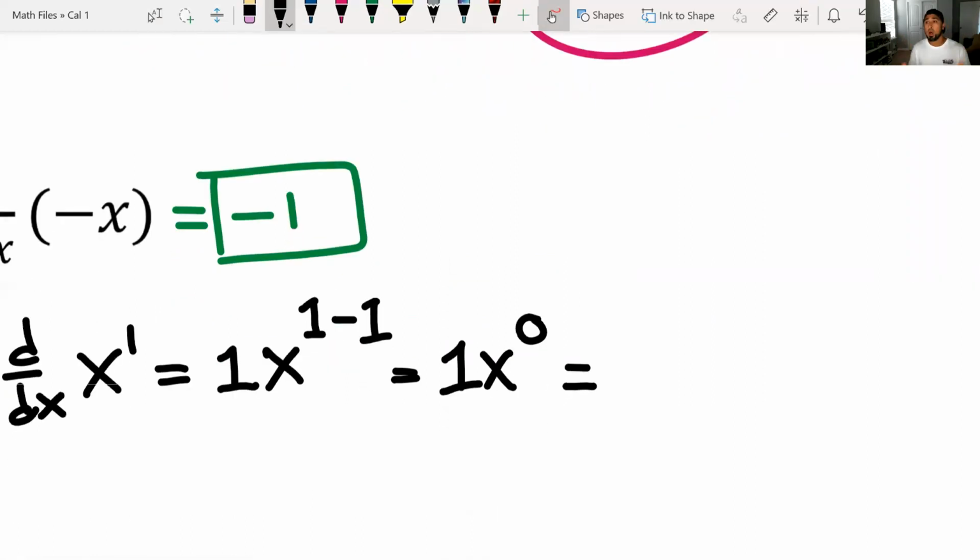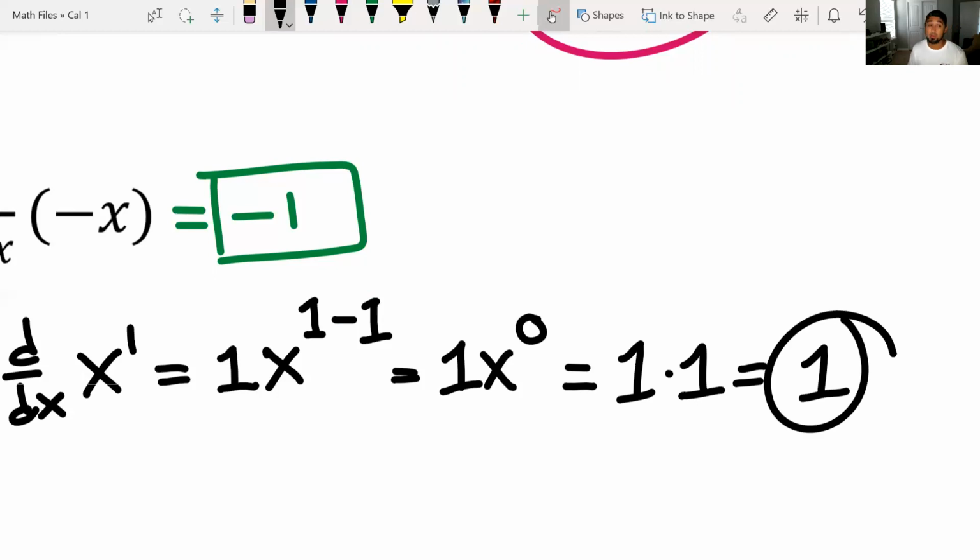Well, what is anything raised to the 0th power? If you just said 0, please exit the video now. And yeah, just leave. So anything to the 0th power is always 1, no matter what. Anything to the 0th is 1. So this becomes 1 times 1, which is 1.